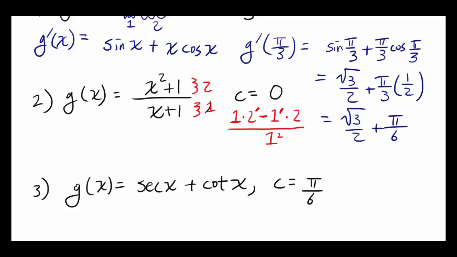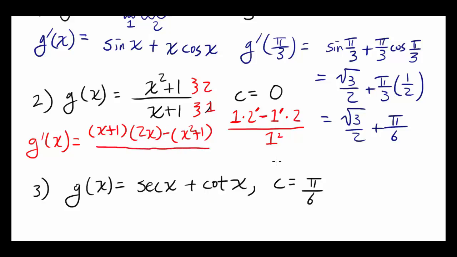In this case, g prime of x is going to be the first function, x plus 1, times the derivative of x squared plus 1, which is 2x, minus x squared plus 1, the other function, times the derivative of x plus 1, which is 1, divided by x plus 1 squared.